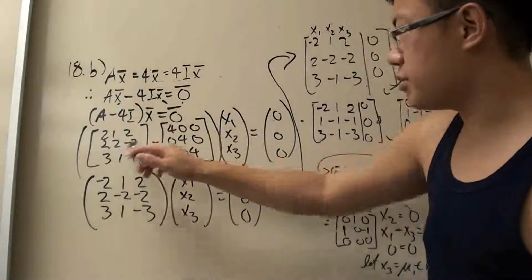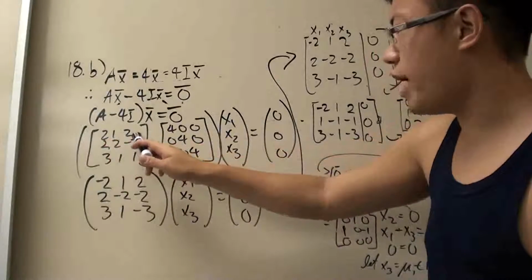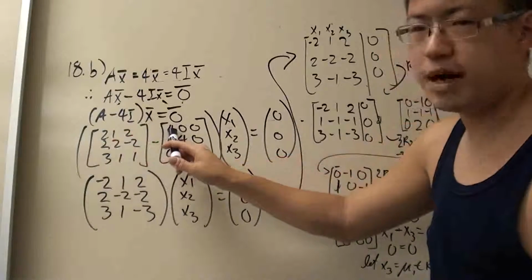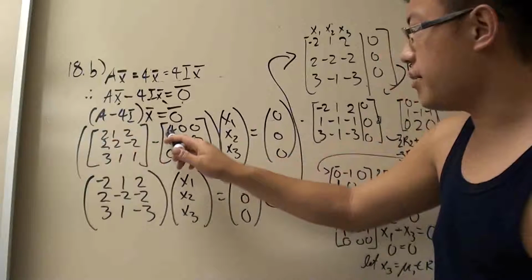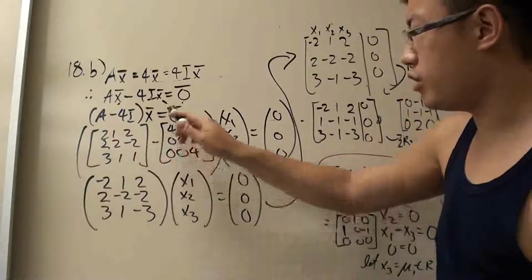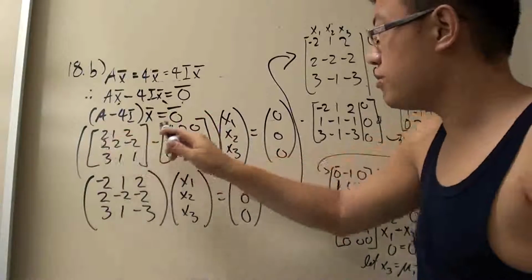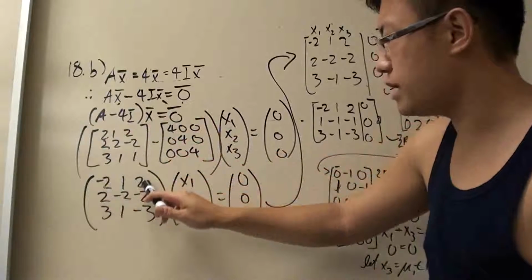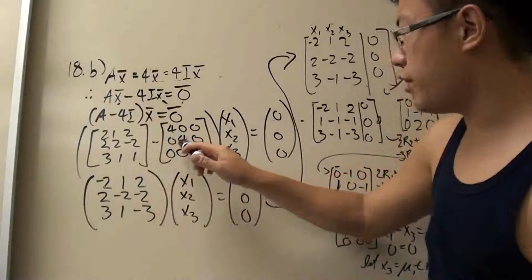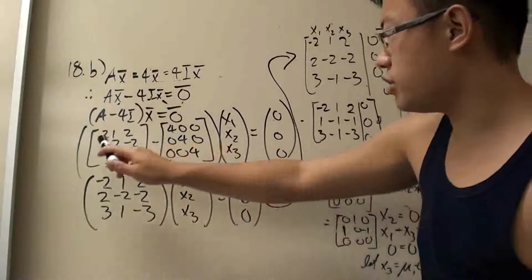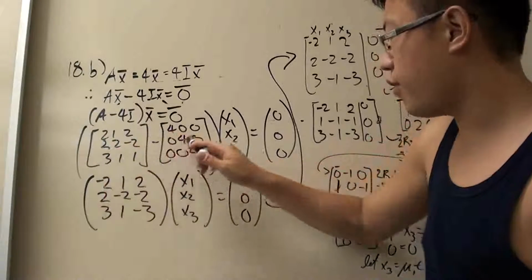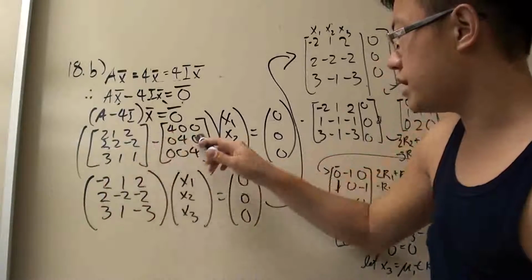So, I just did the simple subtraction. So, 2, 1, 2. All I care about is the first 2, right? Because it's subtracted by the identity matrix with a leading coefficient, which is on the first column. So, 2 minus 4 is going to be negative 2. 1, 2 will stay the same. Second row, the leading coefficient is in the second column. So 2 is going to stay the same. 2 minus 4 is negative 2. Negative 2 will stay the same.